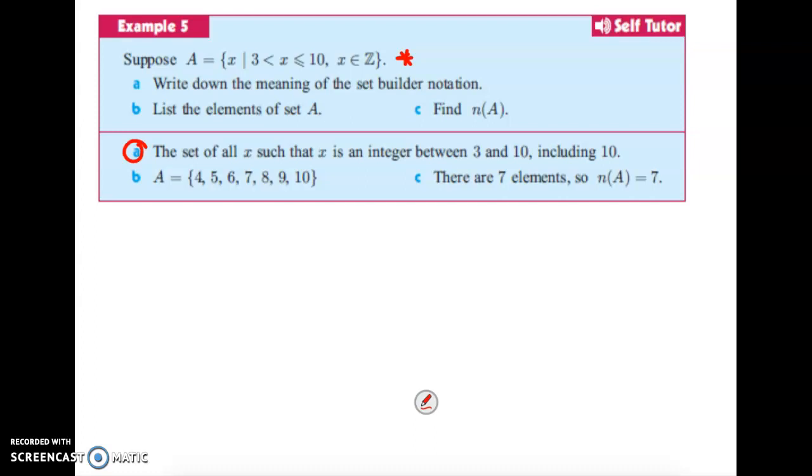In question B, it says list the elements in the set. So you're including 4, 5, 6, 7, 8, 9, and 10. And then question C says how many elements are in this set? So we count them up. 1, 2, 3, 4, 5, 6, 7. So there are 7 elements in that set.